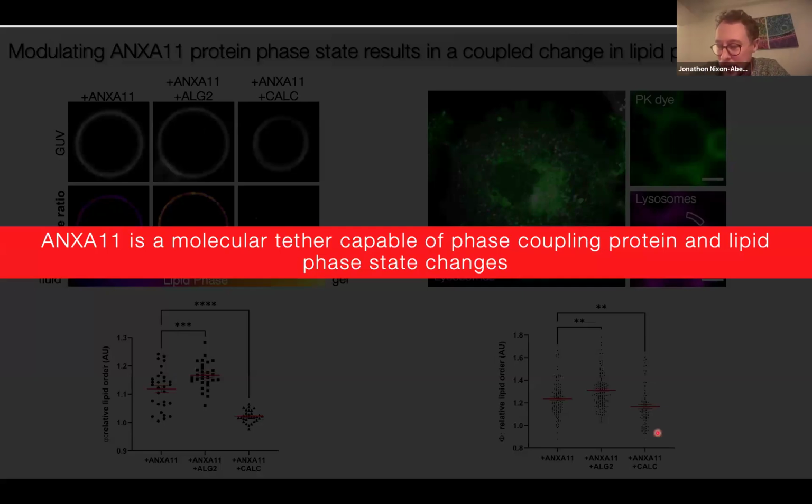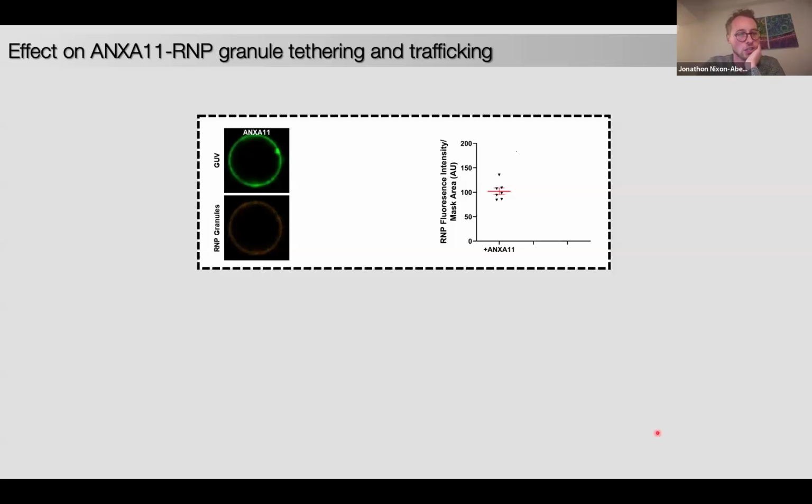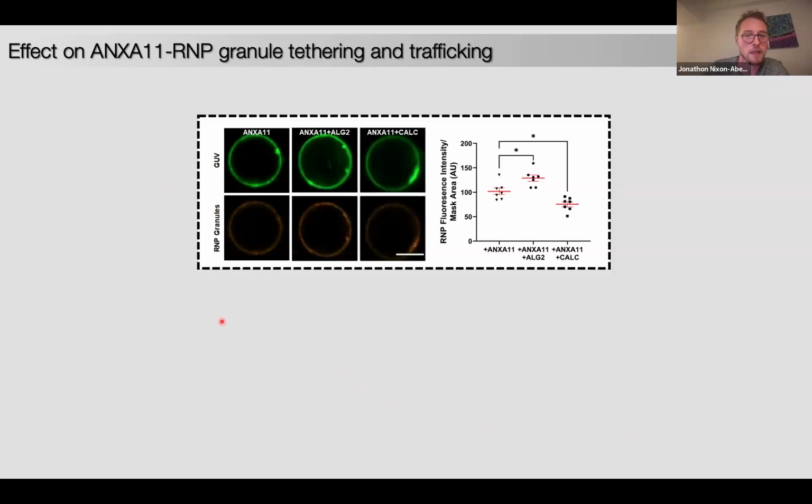Okay, so taken together, I think this data for us painted a pretty compelling picture of annexin A11 as a new class of molecular tether, really, that's capable of coupling protein and lipid phase state changes. And the next question that we wanted to ask was, how does this relate to annexin's ability to tether RNP granules? To test this, we purified RNP granules using a FAPS-based approach, a fluorescence-activated particle sorting-based approach, directly from cells, and then added them into our in vitro system, where we could then quantitate their binding to annexin-coated lysosomal membranes.